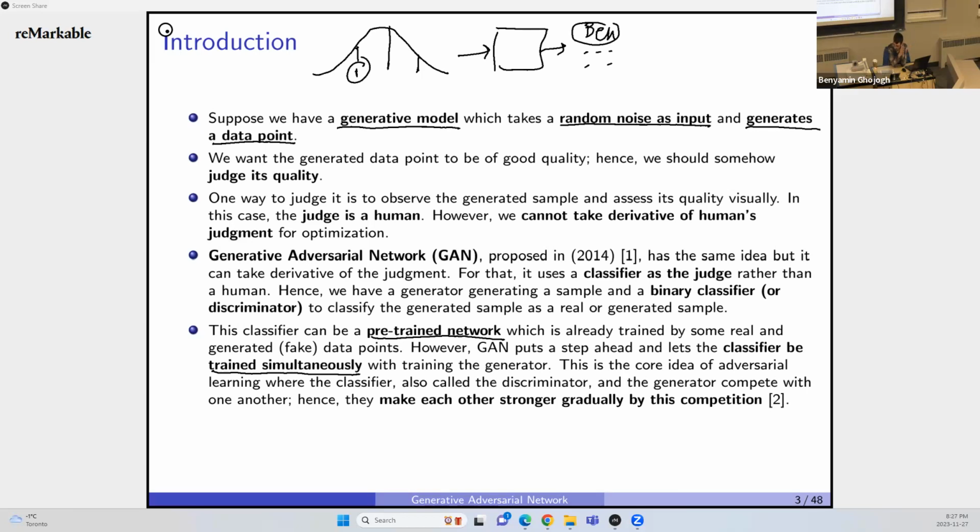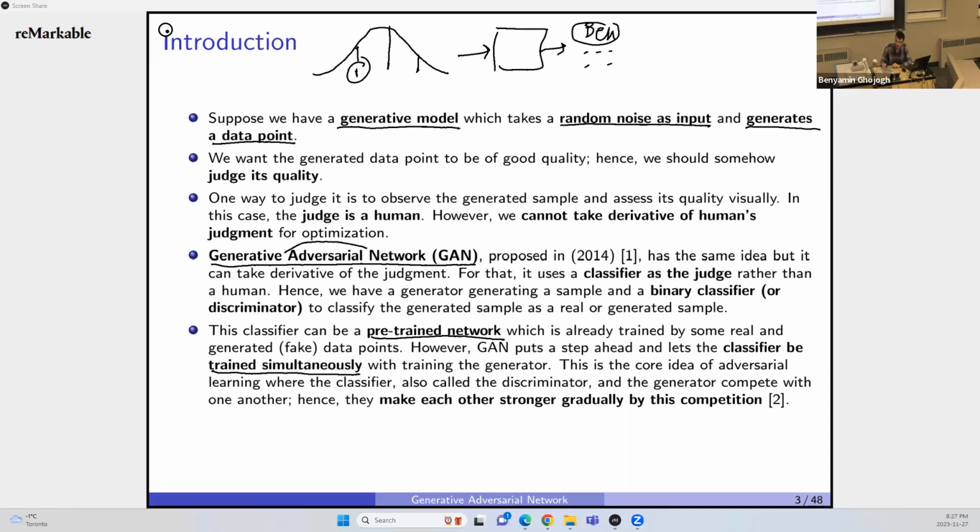So as a result, they compete with each other, and we know that in competitions, people get better and better because one of them wants to get better than the other one, so it tries further, right? So they compete with each other and they gradually become stronger by this competition, each of them. This is called generative adversarial network, GAN.